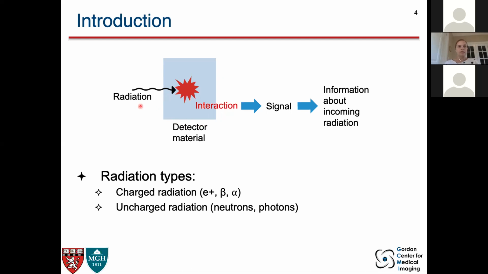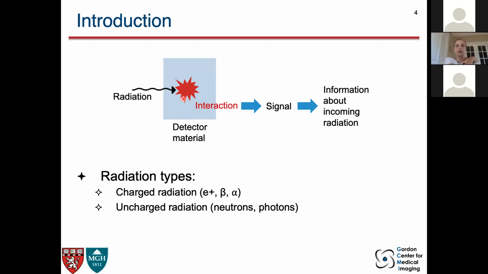So the idea is to have your radiation interact in your detector, get a signal from that interaction, and that would give us information about the radiation. So we generally divide ionizing radiation into 2 types, charged radiation and uncharged radiation. And the reason is because the interaction mechanisms, the things that happen inside the detector, are very different depending on which type of radiation you're dealing with.